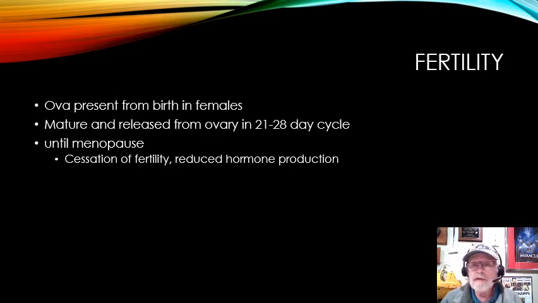Again, this happens in a 21 to 28, sometimes 30-day cycle, depending upon the female, which is quite variable, up until the point of menopause. At menopause, the ovum have pretty much run out, and you can't call out for another shipment because they're just not made. So menopause becomes a cessation of that fertile period of time, as well as reduced hormone production. They don't need the estrogen to increase the thickness of the wall of the endometrium anymore.